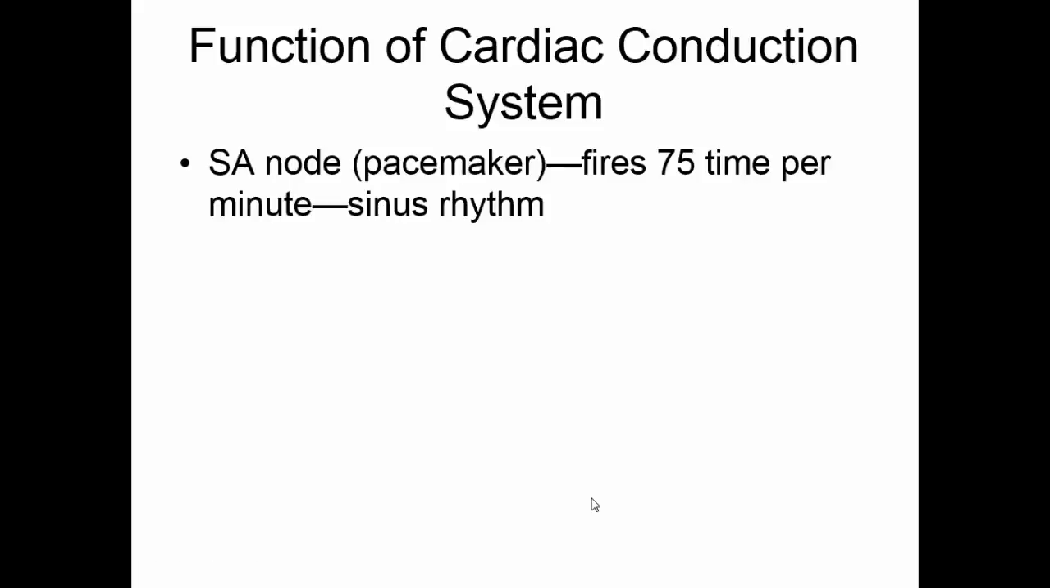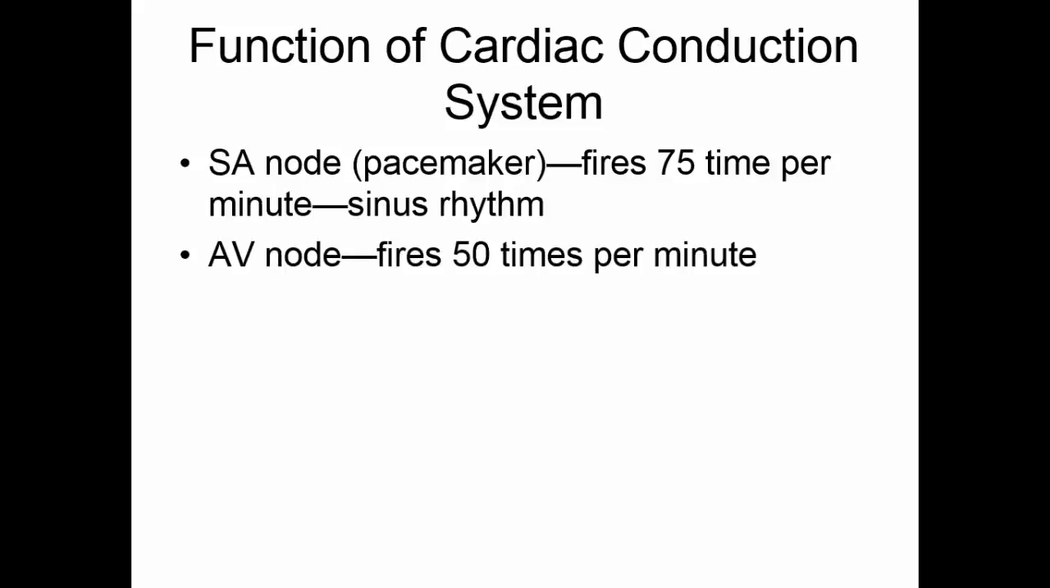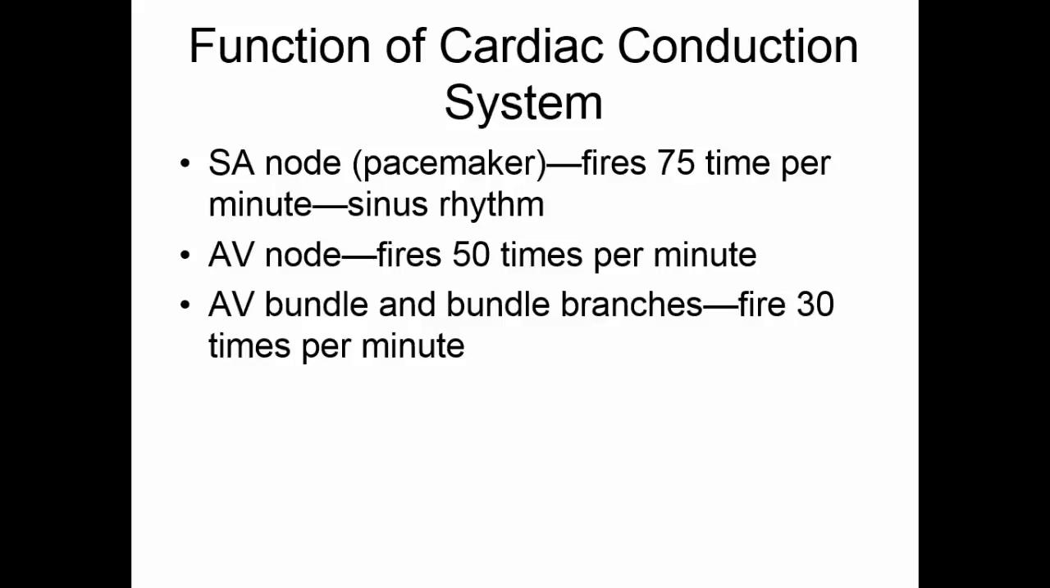It typically fires about 75 times per minute. So when someone has a heart rate in the neighborhood of 75 times per minute, we say they are in normal sinus rhythm. The AV node is also autorhythmic, but it fires less frequently than the SA node. It will only fire about 50 times per minute. The AV bundle and the bundle branches are also autorhythmic, but they only fire about 30 times per minute. Whoever is fastest controls the heart rate.